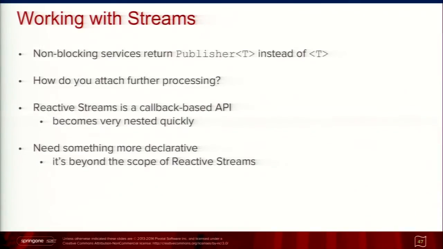So in order to work with streams, we now have services that are not returning data, they're returning publishers. Fundamentally, they're becoming non-blocking. This is really what it's about. So how do you attach further processing? Do you subscribe to that? And then when you get items, you start requesting and then pass them on to something else. That's a lot of work. That's not a very straightforward way to deal with this.